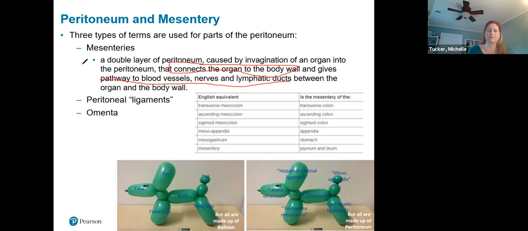For the peritoneum, there are three special types that you'll hear of. One is mesentery. You may also be exposed to something called a peritoneal ligament. I have it in quotes because it's not a ligament at all. It's not made of dense connective tissue with lots of collagen fibers. A peritoneal ligament is a section of peritoneum that has been doubled up, and it suspends a structure like an organ. And then we'll talk about the greater omentum and the lesser omentum later on.